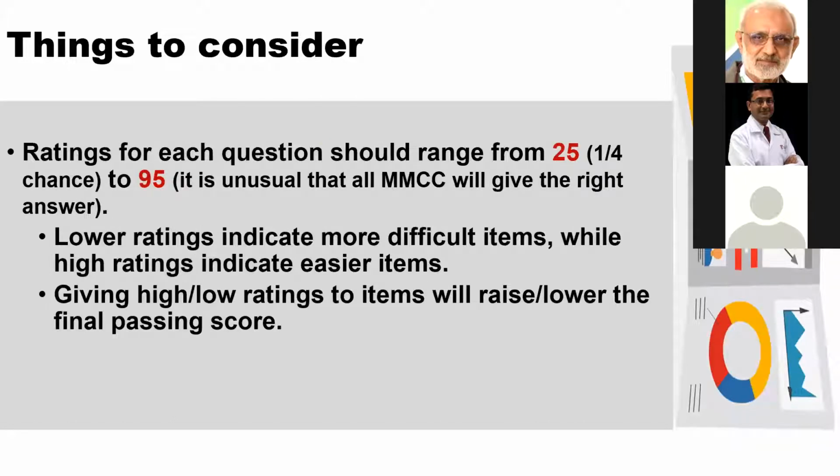Ratings for each question should range from 25, that is minimum 25, a quarter chance, to 95, as it is unusual for all minimally competent candidates to give the right answer. Lower ratings indicate more difficult items, while high ratings indicate easier items. Giving high or low ratings to items will raise or lower the passing score.